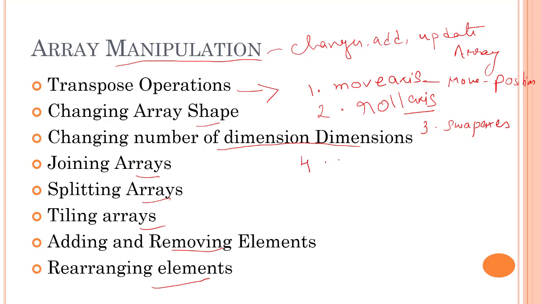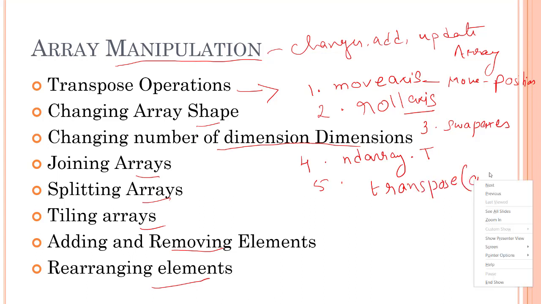Then move to the fourth one, that is ndarray, which we already discussed. That is nothing but your n-dimensional array, or you can call it the transposed array, because we use ndarray.T, which is used for the transposed array. And the last one for this is the transpose function. In that operation we use transpose and the parameter, any name of that value.